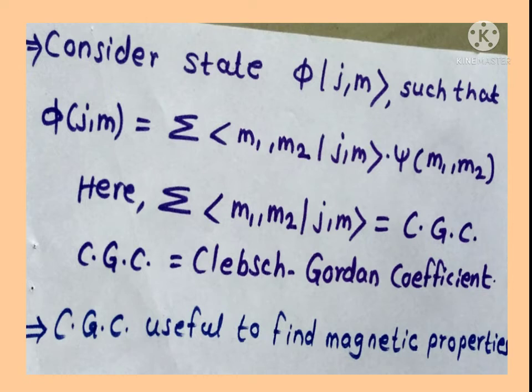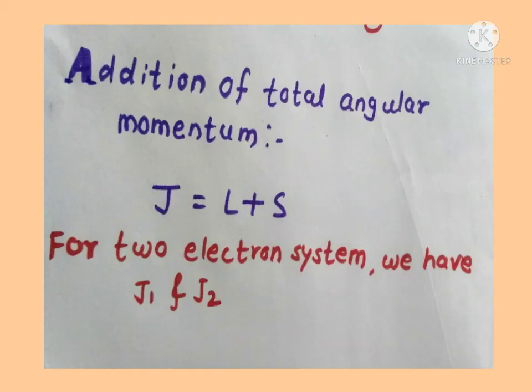Specifically, m1 and m2 represent the significance of magnetic properties. As the Clebsch-Gordan coefficients result from the addition of angular momentum, the total angular momentum is given by capital J equal to the addition of orbital angular momentum capital L and spin angular momentum capital S. For a two electron system, the angular momenta are J1 and J2 respectively.